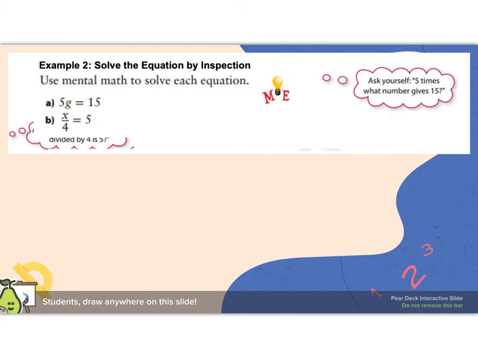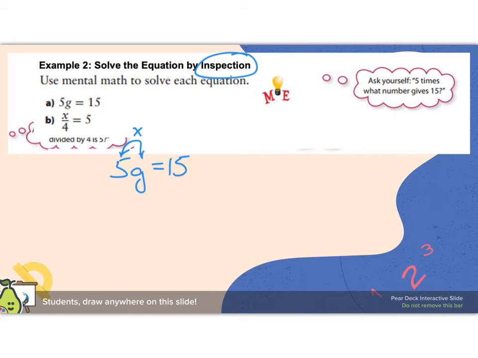Let's try these. If we're solving by inspection, it means we're not really too fussed about how we show our work. We're just doing mental math. So if you see 5g equals 15, there's no operation that you can see, but these two are touching. When a letter and a number are touching, what we actually mean is they're multiplying. We just no longer want to use the multiplication sign because that would look like an x. So this is 5 times g equals 15.